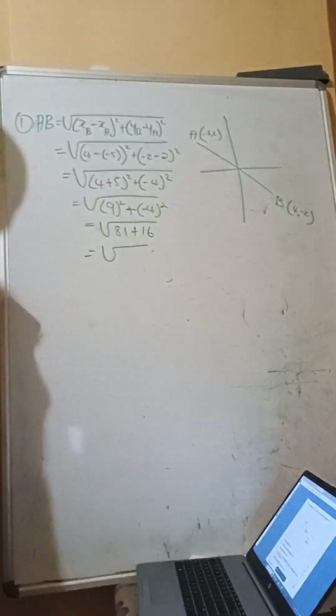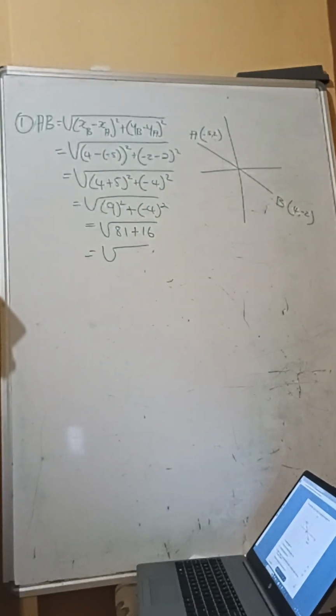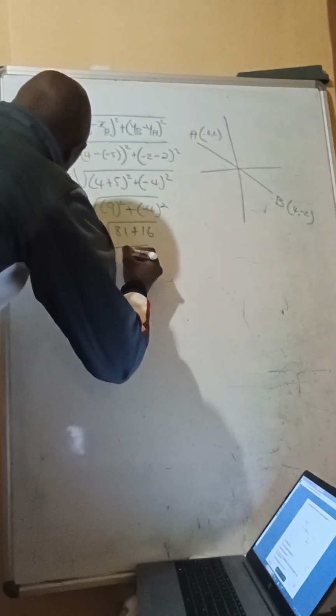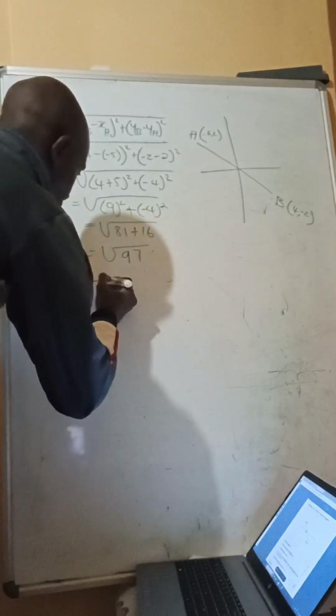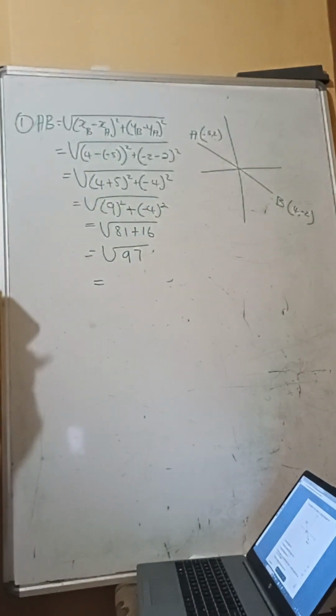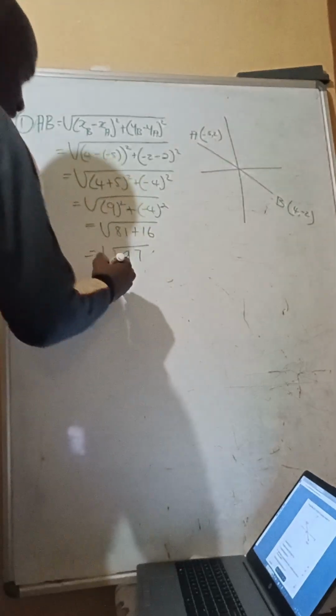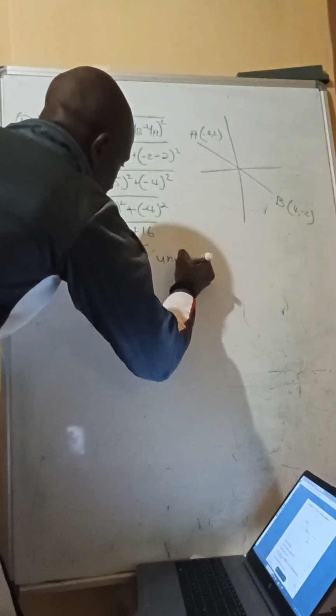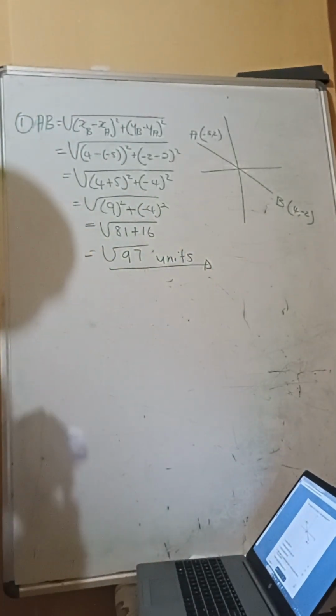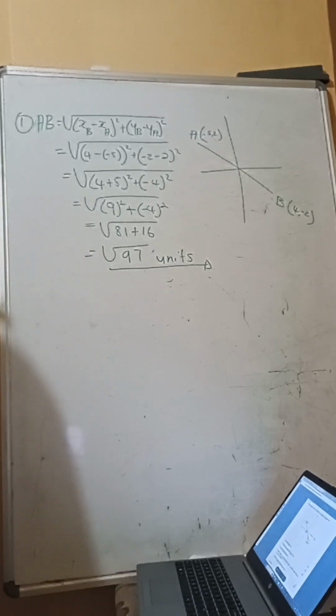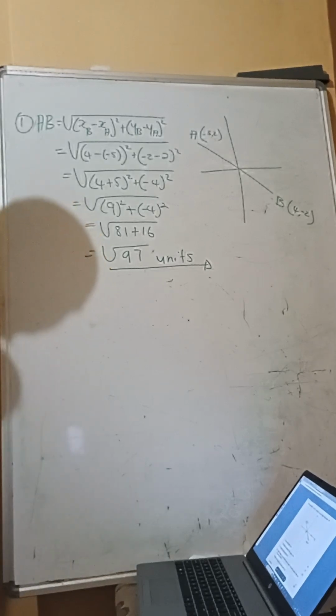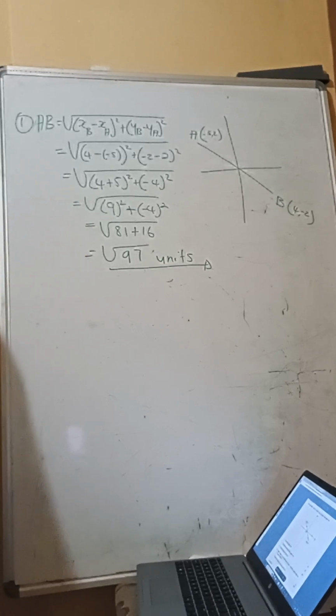So now we have what? We have 81 plus 16, it is 97. Therefore, the distance here, it is going to be square root of 97 units. This is for question 1.1. Now for 1.2, they say to us, calculate or determine the coordinates of the midpoint of AB.